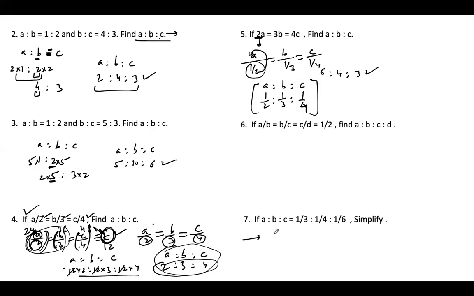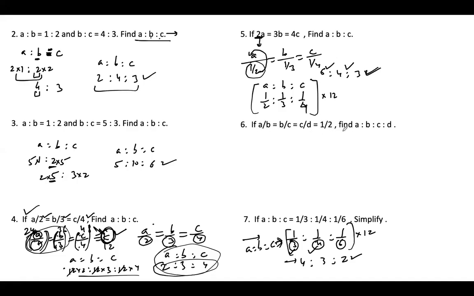Let's say taking this question, A : B : C is 1 by 3 is to 1 by 4 is to 1 by 6. To simplify, multiply by a common multiple of 3, 4, 6, which is 12. So 12 by 3 is 4, 12 by 4 is 3, 12 by 6 is 2. Similarly, what should I multiply here? 12. So 12 by 2 is 6, 6 is to 4 is to 3. Good.